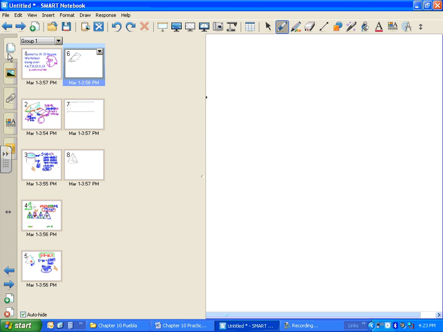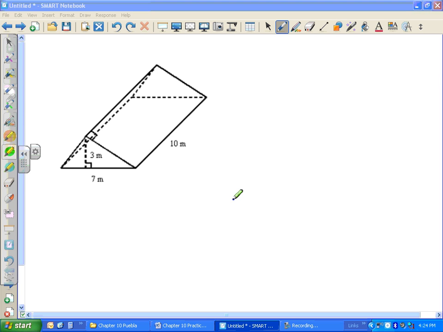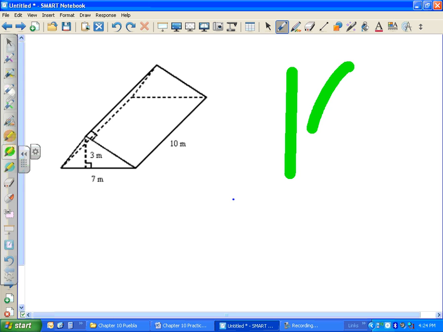Let me see how many more I have. I only have 3 more. I'm almost done. Okay, number 10. Find the volume of the right triangular prism. They want volume. So just so you can see it on the video, this is number 10. Find the volume.